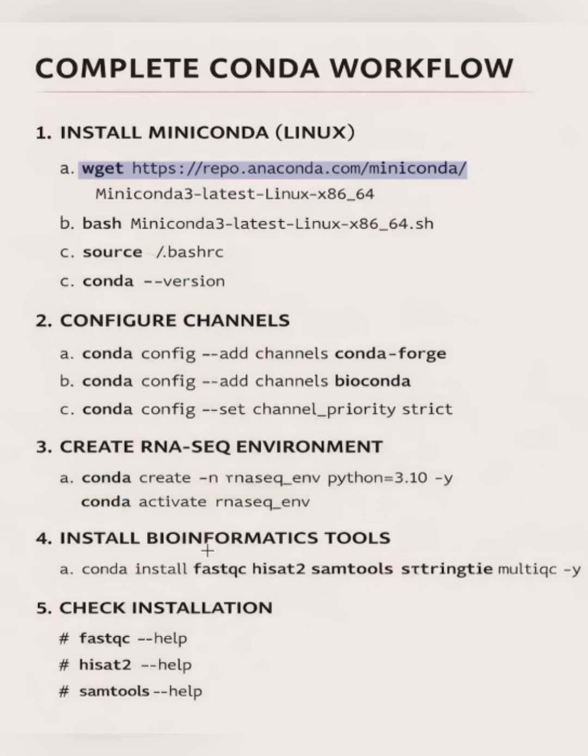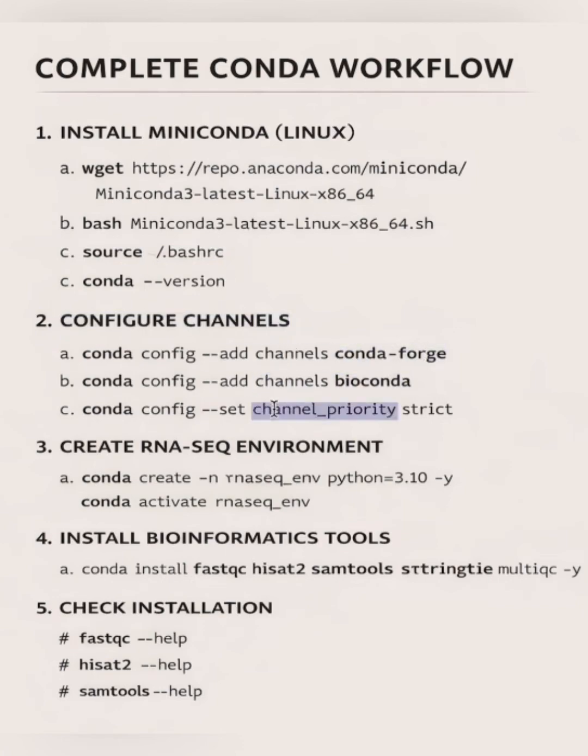I am showing you a complete conda workflow that we commonly use in bioinformatics projects. First step is installing Miniconda on Linux. We download it using wget, run the installer, and then confirm the installation by checking the conda version. Next, we configure the channels. This is very important. We add conda-forge and bioconda, and set the channel priority to strict so that bioinformatics packages install smoothly without dependency issues.